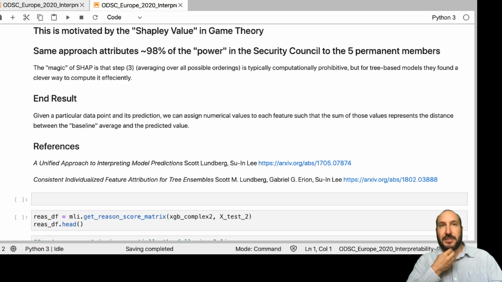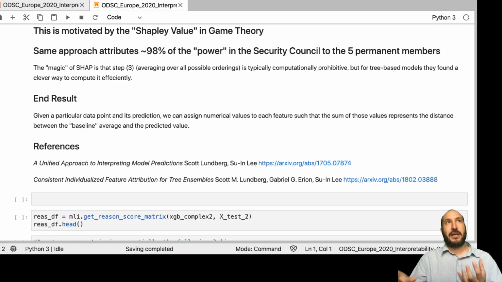One famous use of the Shapley value in game theory is to analyze the UN Security Council. The UN Security Council has 5 permanent members and 10 non-permanent members. The 5 permanent members have veto power. So to pass any legislation in the Security Council, you need all 5 of the permanent members plus at least 3 of the other 10.